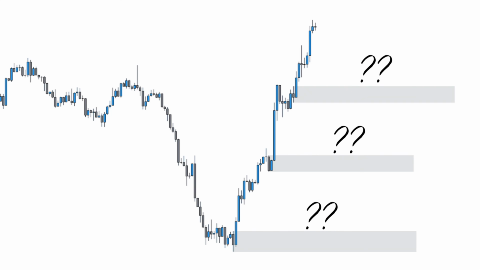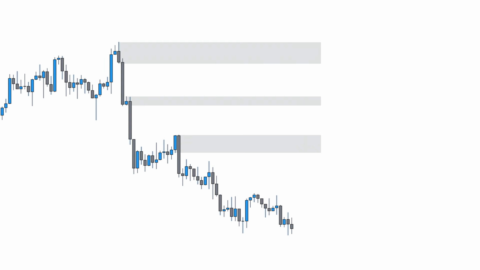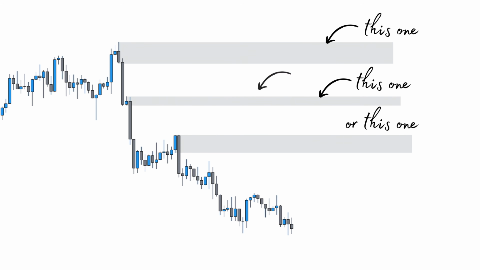One thing that many traders struggle with when trading supply and demand or smart money concepts is finding the right zone to buy or sell from. Sometimes in trending markets, price action is going to form multiple supply or demand zones, and you're not going to be sure which one you should focus on.